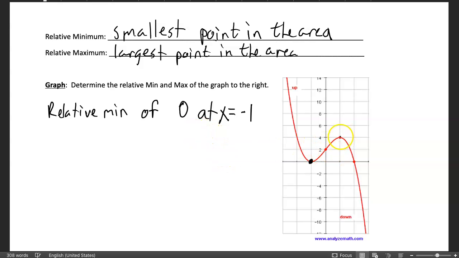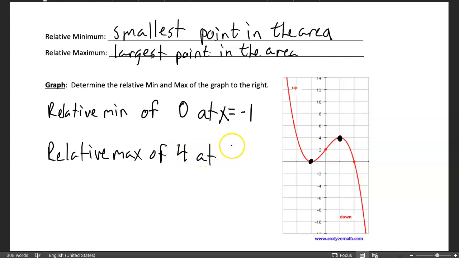Now it looks like we also have a second point here. This one seems to be a relative maximum, right? It peaks and then it goes back down. So we'll call this a relative maximum. And it'll be a relative max of the y value, so of 4, at whatever the x value is, at x is equal to 1.